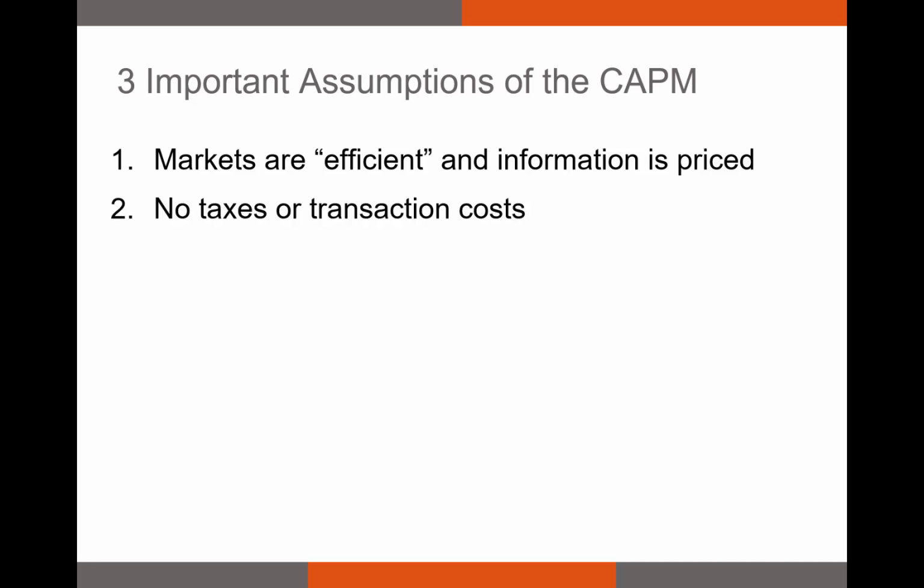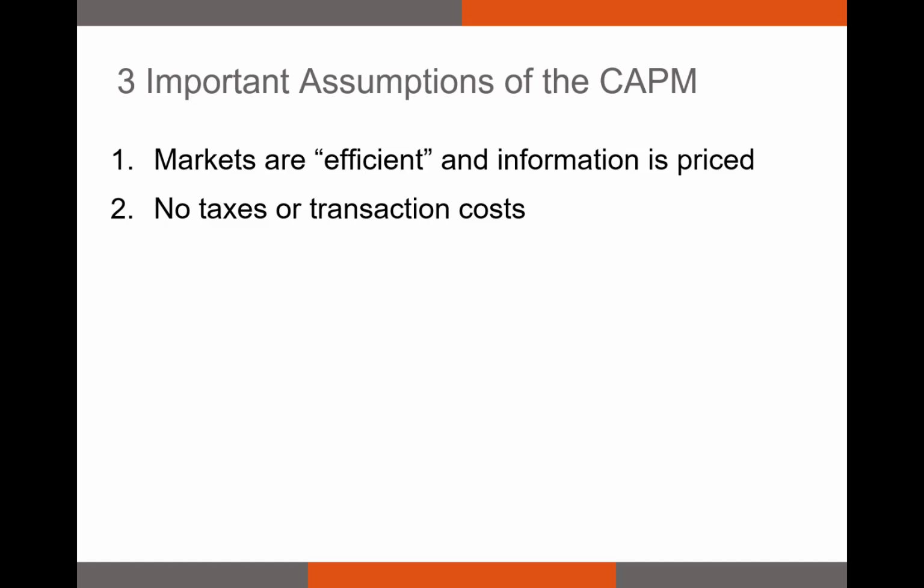Second, we assume that there are no taxes or transaction costs. In general, there are just no market frictions. Now, taxes and transaction costs can create market distortions. Some investors might hold securities for longer than they otherwise would if the long-term capital gains tax was lower than the short-term capital gains tax. Other investors might not buy or sell securities if the transaction costs were too high.